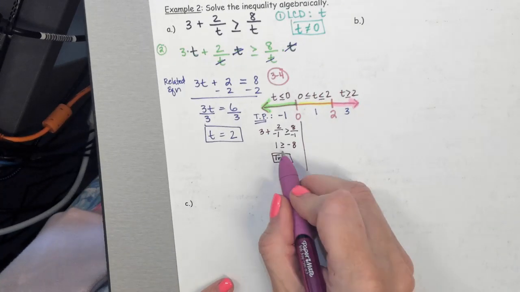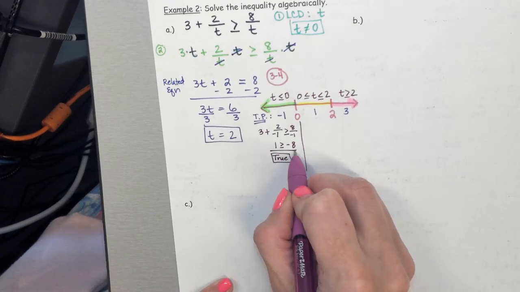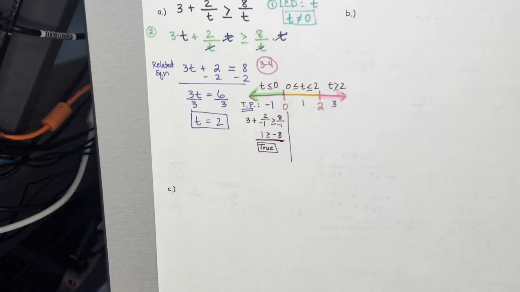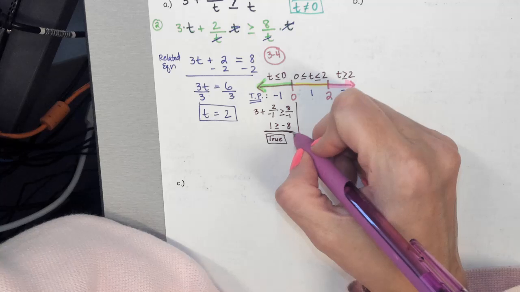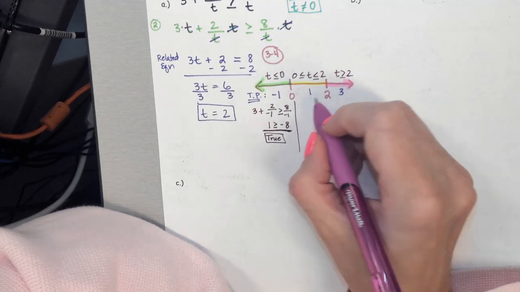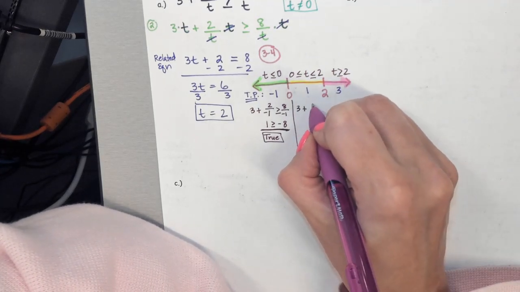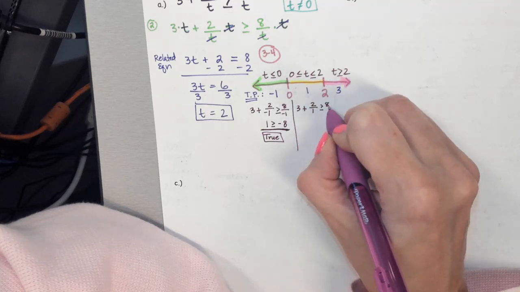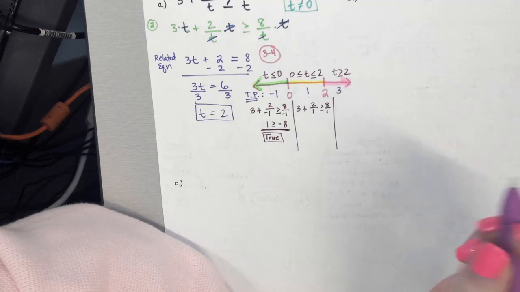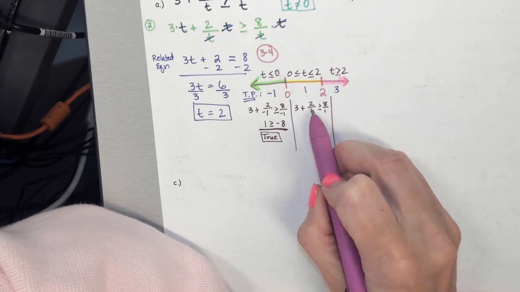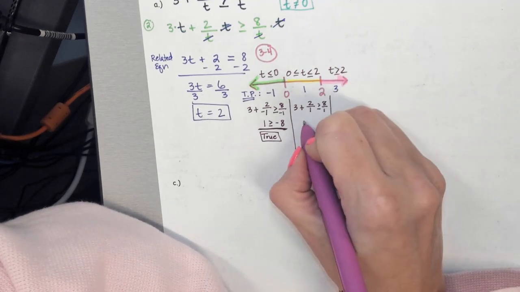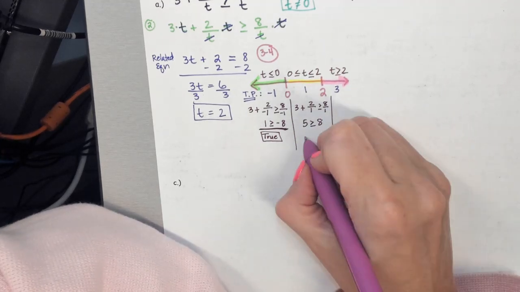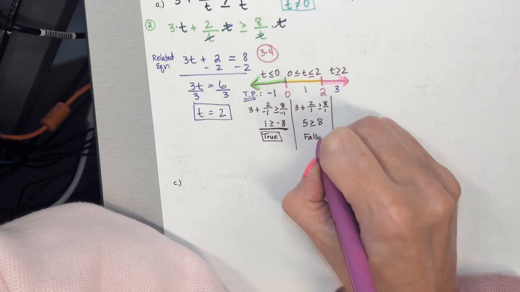Okay, and then what I have to see for these are the inequalities, so how you're getting whether they're true or false. If you plug in 1, you have 3 plus 2 over 1 is greater than or equal to 8 over 1. So this is just going to be 2, so 3 plus 2 is 5. It says 5 is greater than or equal to 8. That is false.